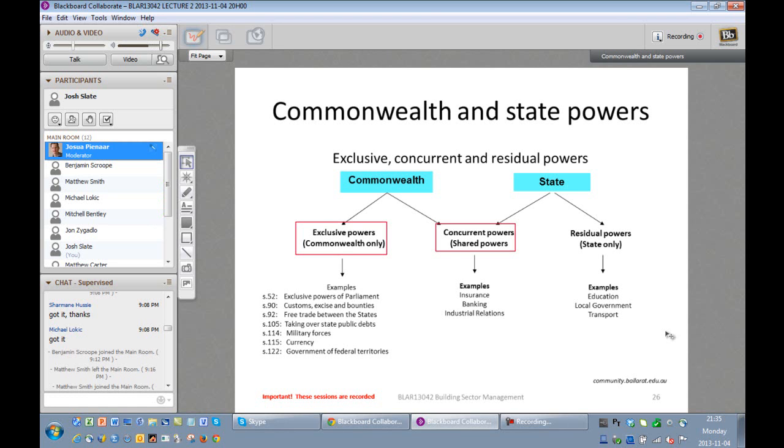All right, so this is just an example or a layout of how the powers are made up. Exclusive, just the Commonwealth, then we share the power. Let's see if I can grab a finger, as tonight the arrows are not available. The powers will move in that direction, so you can see it's top down.